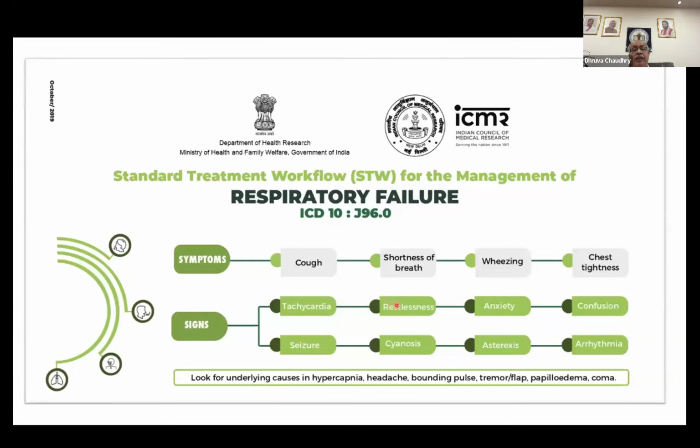Obviously, when there is inadequate oxygenation, or a little more carbon dioxide, the person will be restless. The person is not going to be at ease with himself or herself. Because of sympathetic mechanisms, the person will be markedly anxious. There is going to be sweating, with moist skin and moist palms and soles. And if the severity goes further, then confusion is there.